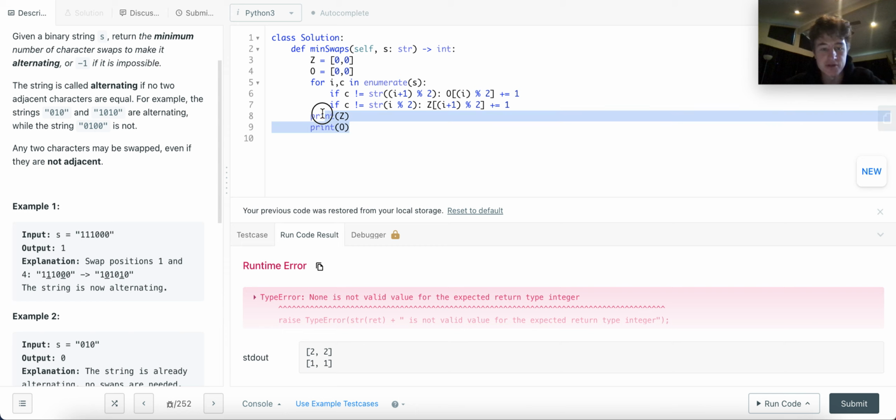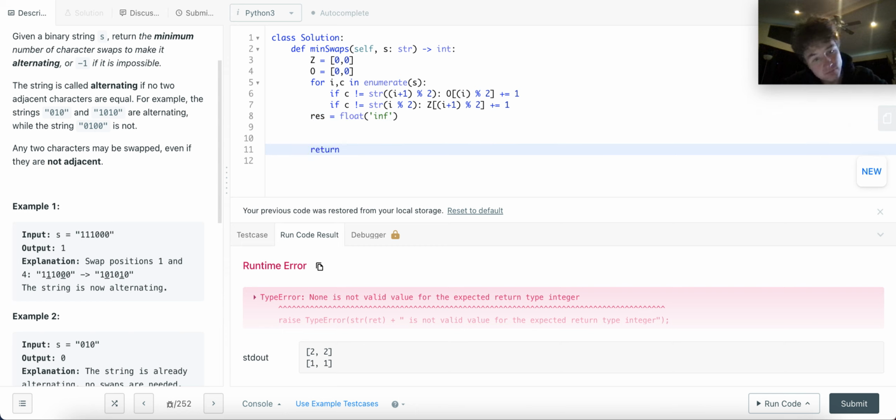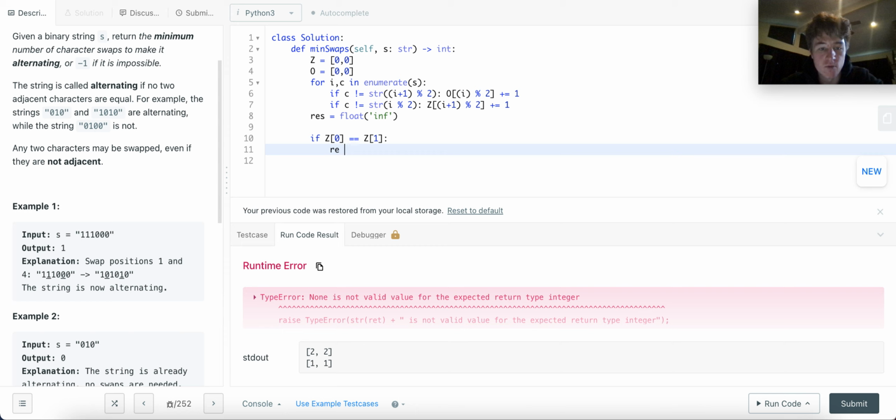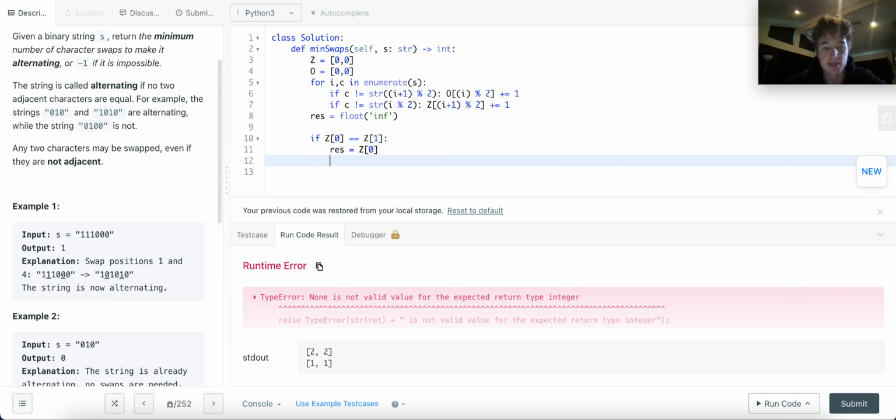So then how would I figure out the solution here? Well, let's say res is float infinity to start. So res will be my solution, and I'll return res at the end. We'll say, if z0 equals z1, what that basically means is there's the same number of things that want to become a 1 as things that want to become a 0. Since I haven't populated res yet, I'd say res equals z0, because that's the number of swaps I'm going to make. Here I make 2 swaps. Here I make 1 swap.